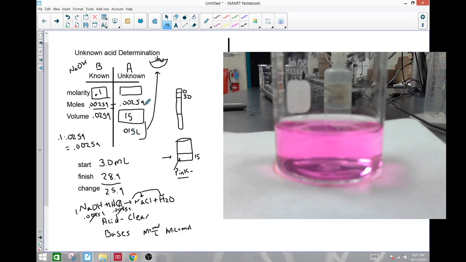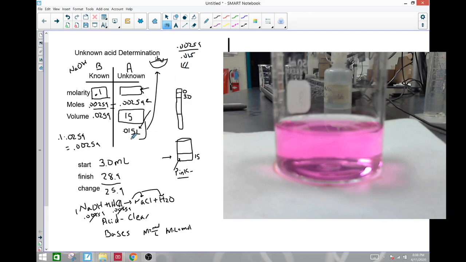So now I have my moles of my original acid, and I want to divide that by the volume of my original acid to get the original concentration. And let's do that right here. So I have 0.00259. Hopefully I'm not going into my video here. Divided by 0.015. And what is my new concentration?